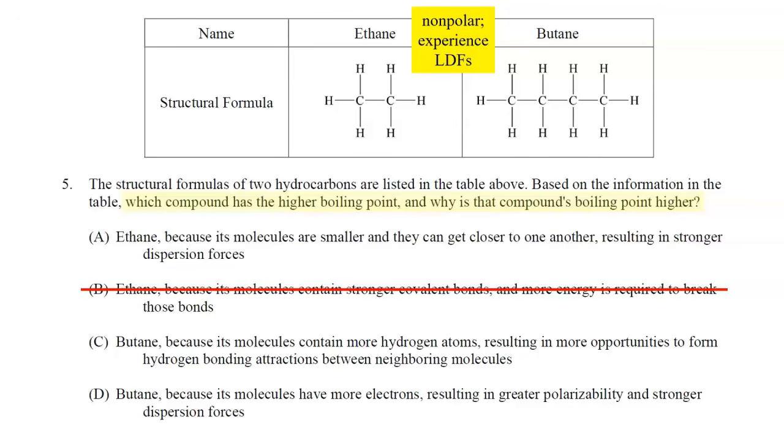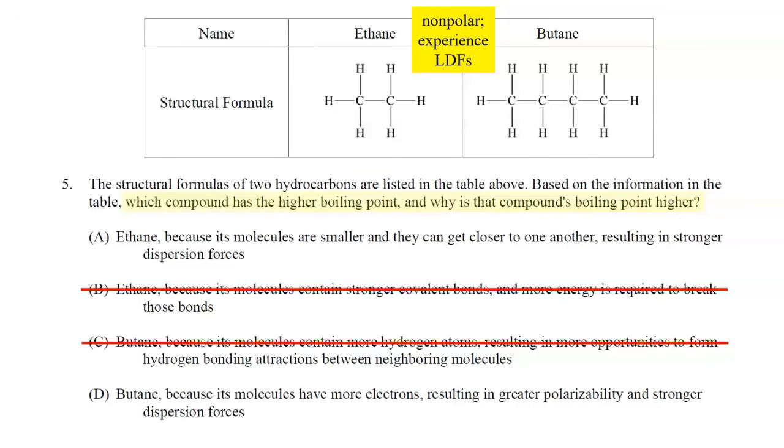And then as I had mentioned, there is no possibility to experience hydrogen bonding attractive forces. So taking a look at choice C, it says something about more opportunities to form hydrogen bonding attractions. So again, that's not possible. We can get rid of choice C.